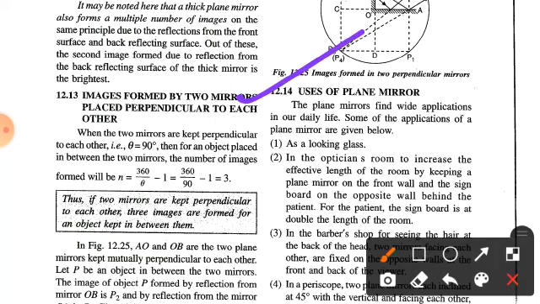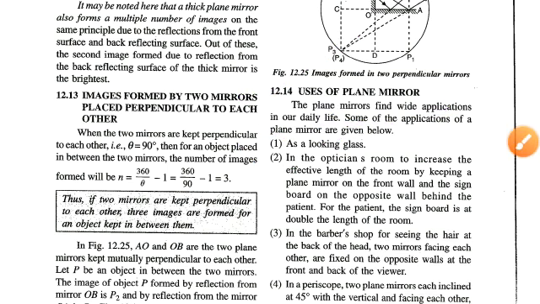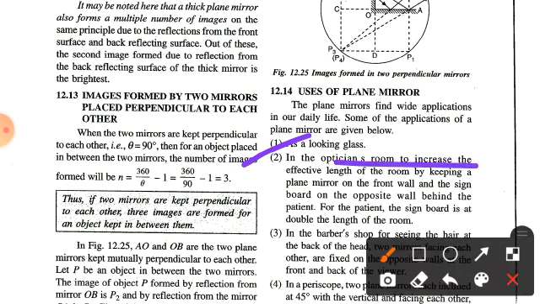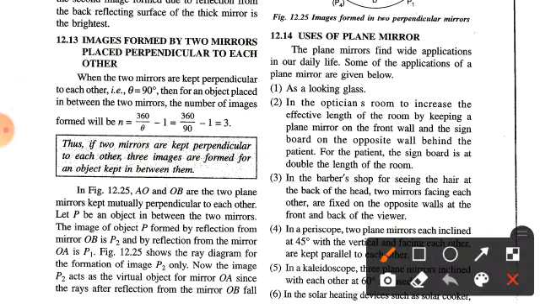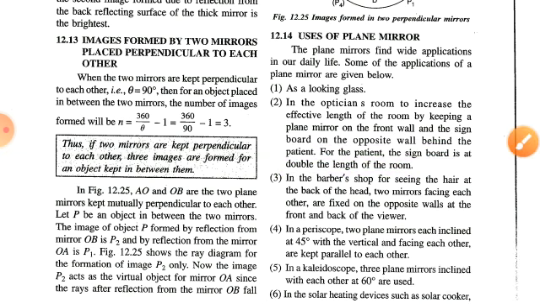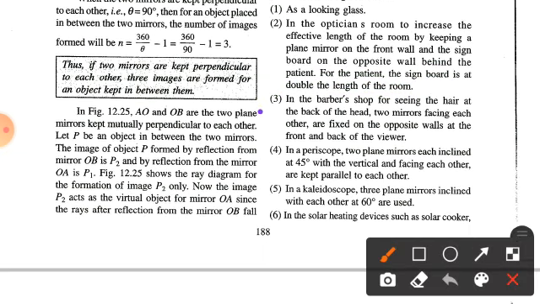This is the important one. The plane mirrors find wide applications in our daily life. Some of the applications of plane mirrors are given below. The first one is as a looking glass. The second one is in the optician's room, to increase the effective length of the room by keeping a plane mirror on the front wall and the signboard on the opposite wall behind the patient. So for the patient, the signboard is at double the length of the room. The third one is in the barber shop, for seeing the hair at the back of the head.